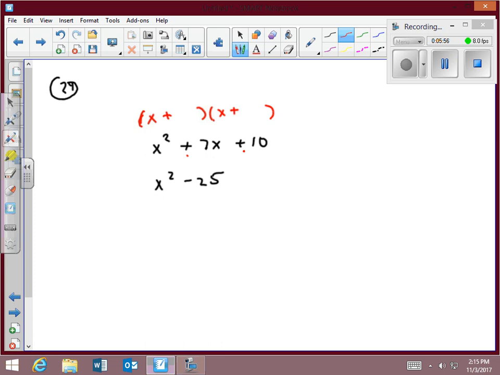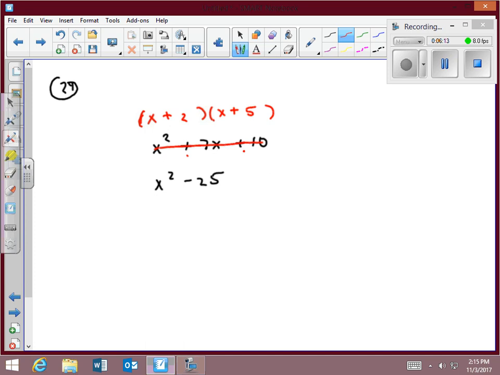Being they're both plus, then you say what two numbers multiplied together give 10 and, when you add them together, give 7. What are they? 2 and 5. So now this one is prime factored.